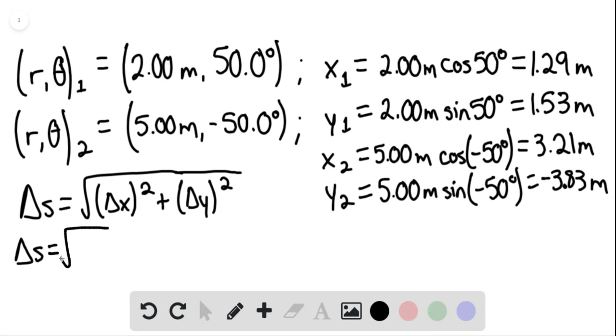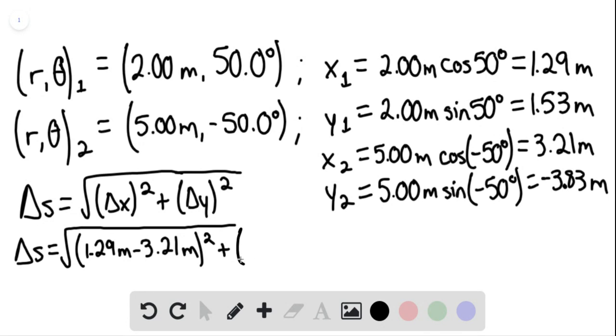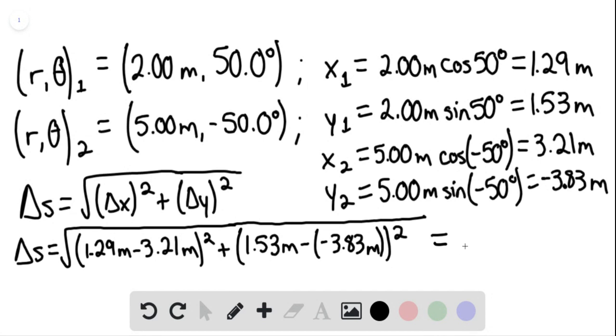This would be equaling the square root of, this would be 1.29 meters minus 3.21 meters quantity squared plus 1.53 meters minus negative 3.83 meters quantity squared. Extend the square root, and we find that the distance between the 2 points is equaling 5.69 meters, rounded to 3 significant figures. This would be our final answer.